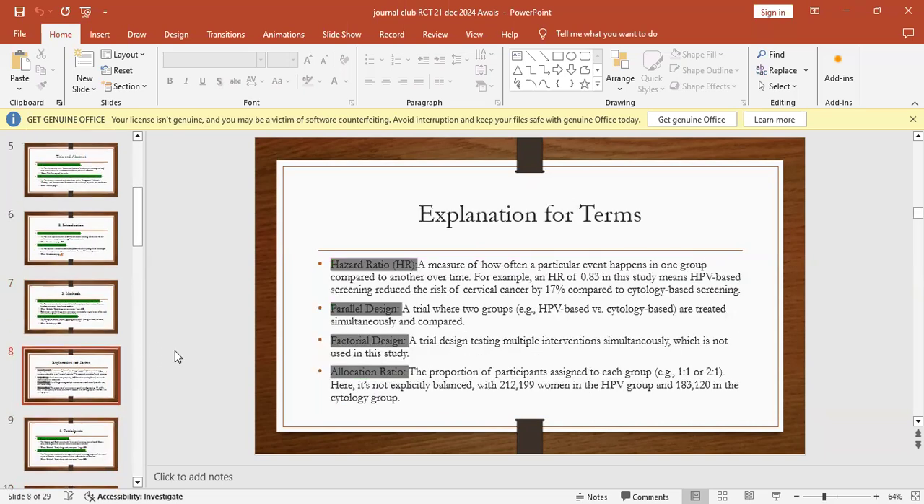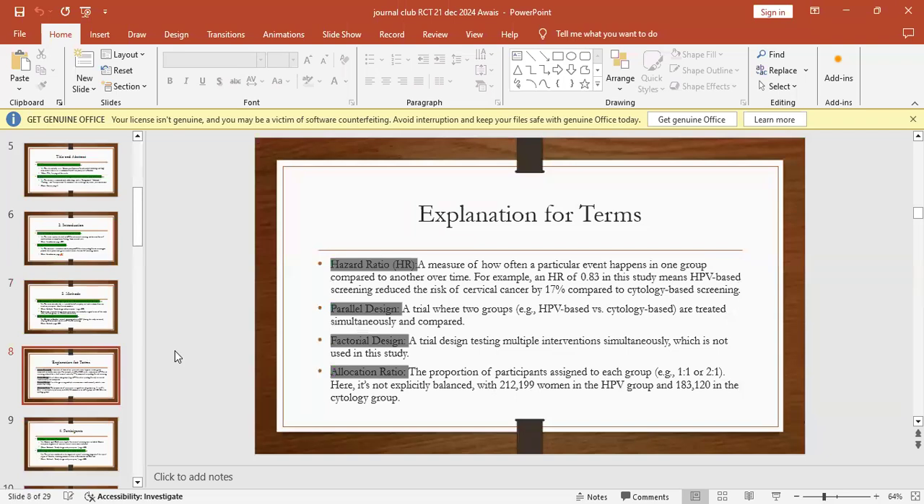What is meant by the hazard ratio, parallel design, factorial design, and allocation ratio? Hazard ratio means a measure of how often a particular event happens in one group compared to another over time. For example, a hazard ratio of 0.283 in this study means HPV-based screening reduced the risk of cervical cancer by 17% compared to cytology-based screening.